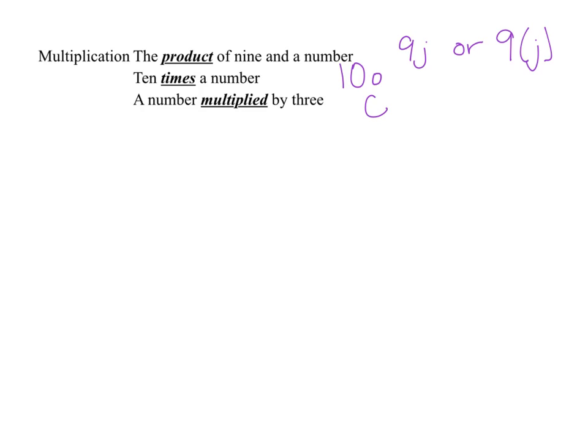C multiplied by 3. Ideally, I really don't like to write this. It doesn't look good to us. C3. We really like 3C, but it specifically said a number multiplied by 3. Okay, so we can go in order.